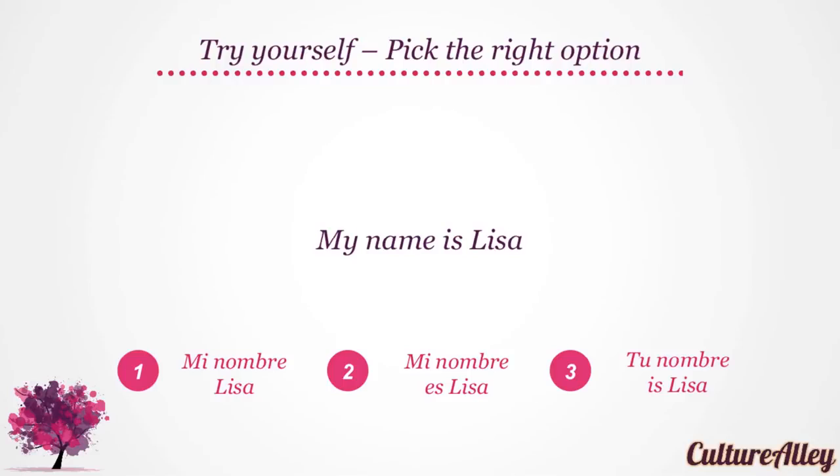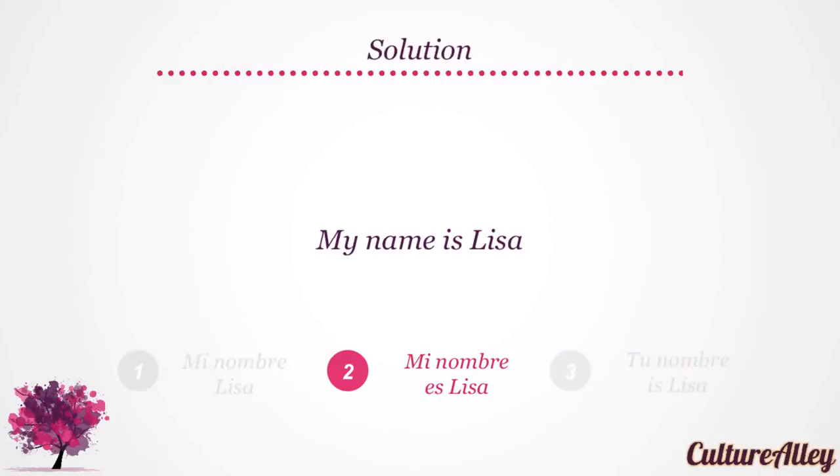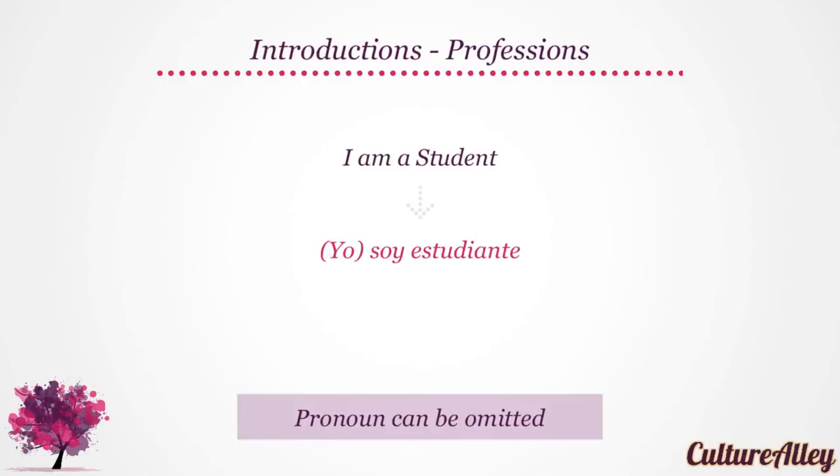Okay, so how will you translate my name is Lisa? Will you say mi nombre Lisa? Or mi nombre es Lisa? Or tu nombre es Lisa? Your time is ticking. The correct option is mi nombre es Lisa. Try saying that again, please. Mi nombre es Lisa. Very good.